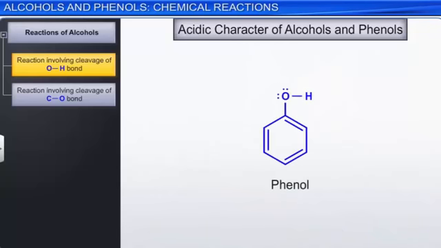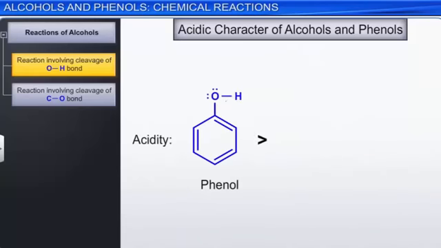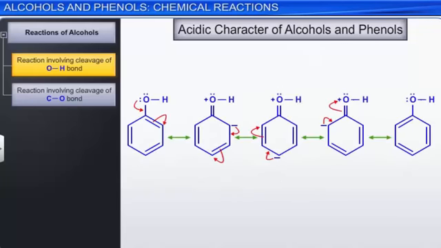In fact, phenols are stronger acids than water or alcohols. The presence of the aromatic ring leaves less electron density on oxygen. So, the oxygen-hydrogen bond is more polar. This makes the loss of a hydrogen ion more favorable. The phenoxide ion forms when phenol ionizes by losing a hydrogen ion.